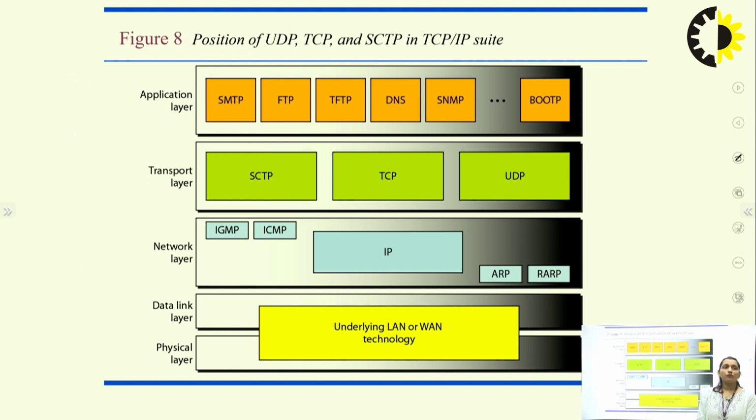This is the position of TCP, UDP and SCTP in the TCP/IP suite. We are using it because the OSI model is a reference model, and the TCP/IP model is what we are using in our notion. So this is the network layer, which has LANs, WANs and all the error control mechanisms. We have IP version 4 and version 6. We have ARP to get a MAC address, and RARP.